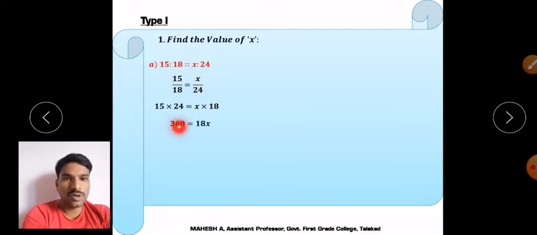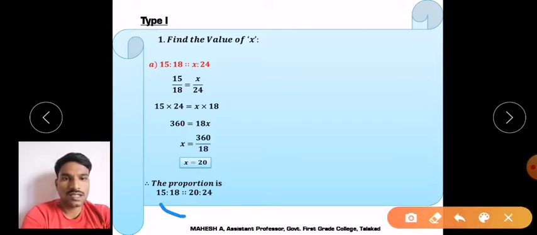So 15 into 24, it is 360, x into 18, 18x. So therefore 18x is equal to 360. Since 18 is in the multiplication, when it comes to this side of the equation, it will become a denominator for 360. So x is equal to 360 divided by 18, you will get the answer of x is equal to 20. You divide 360 by 18, you will get 20 as your x. If x is 20, then the proportion is 15 is to 18 is equal to 20 is to 24. So you can cross verify whether your answer is correct or wrong.